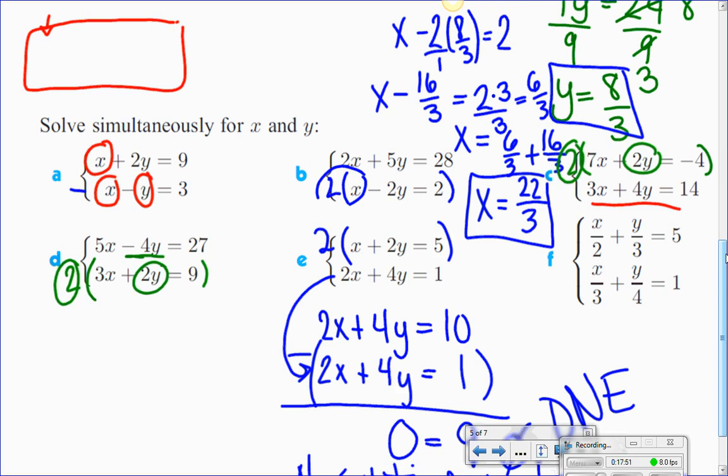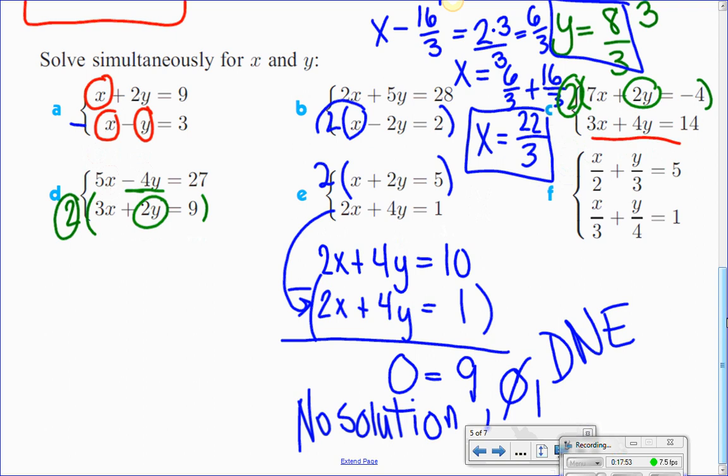Should we do letter F? Just to work with those fractions. Okay, I'm just running out of a little space. I'll erase this. All right, letter F.